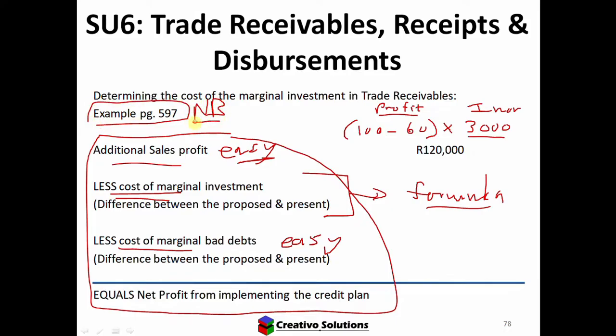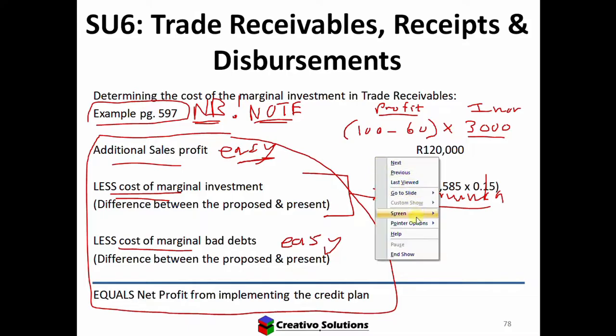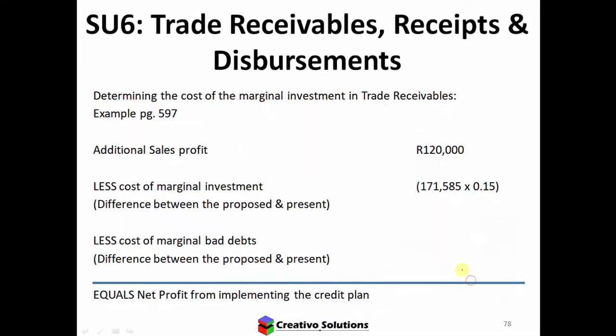This is a bookmark, NB note. This is something that you need to go over. It's a very simple example. The workings show it. You have to read the information in the question. Once you've read the information, you'll see they've given you enough information to calculate this. I'm just going to put the summary here, and I'm going to discuss it with you. This amount is the difference.